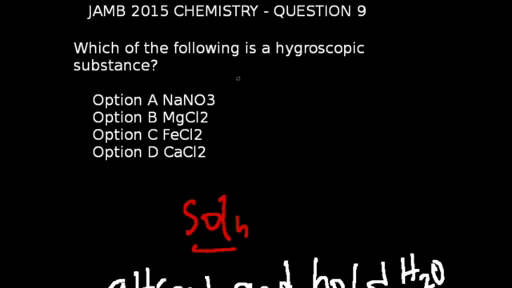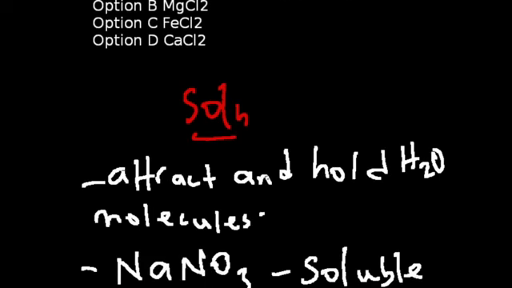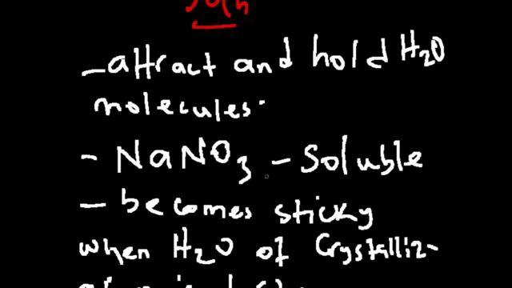Question number 9 of the JAM 2015 chemistry exams. Which of the following is a hygroscopic substance? The first thing I want us to know in trying to solve this problem is that a hygroscopic substance is any substance that can attract and hold water molecules to itself, either through absorption or adsorption.